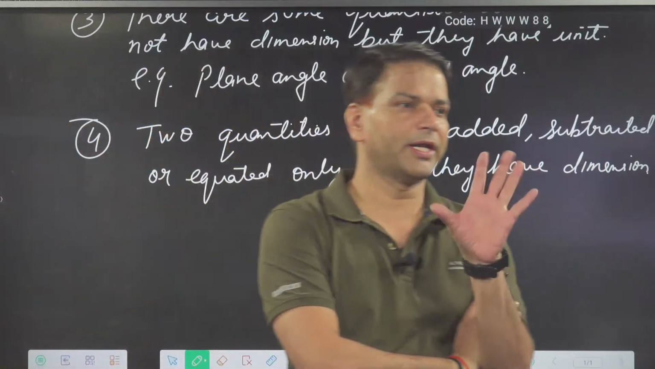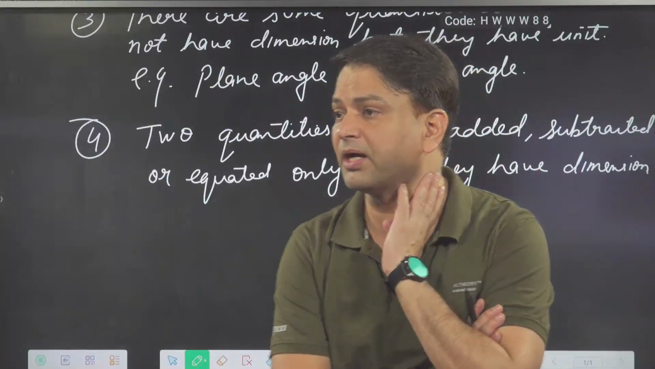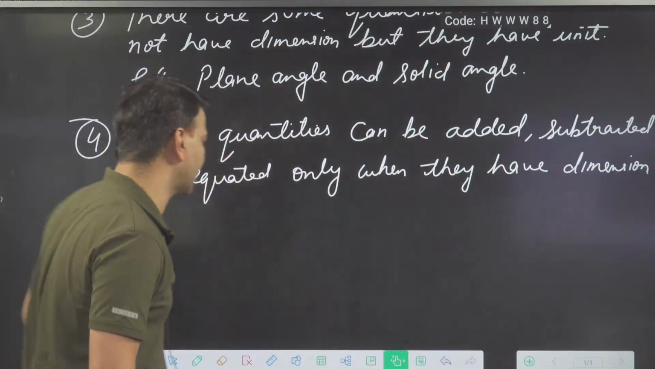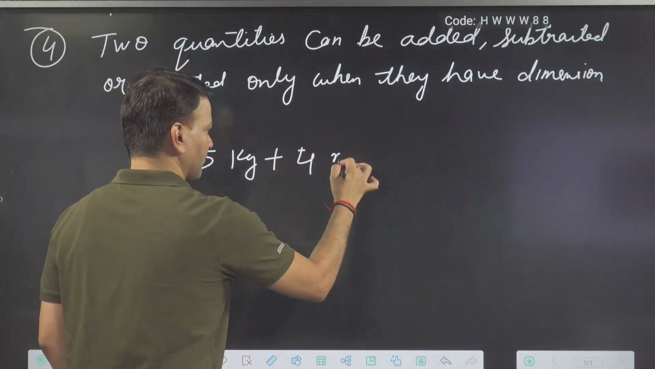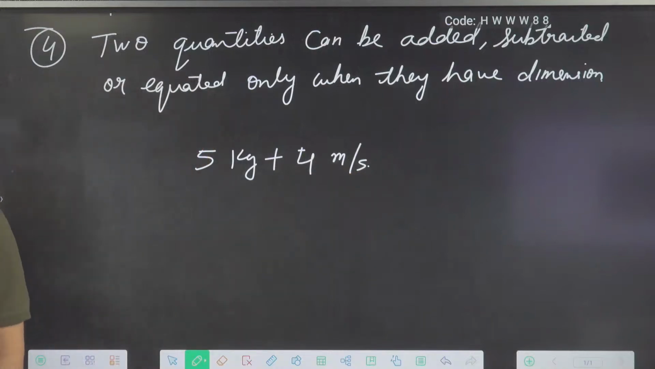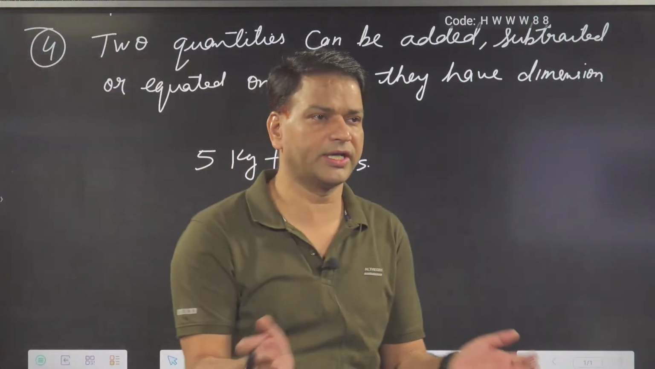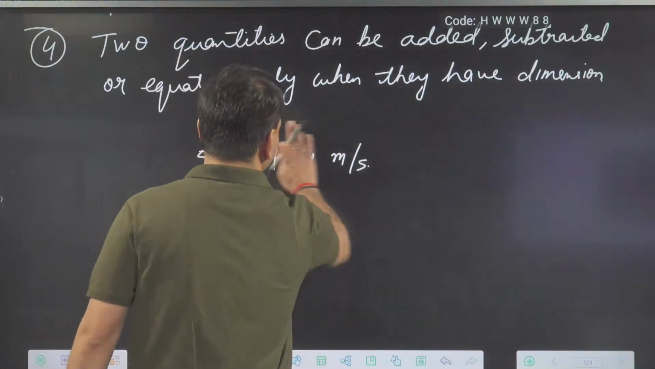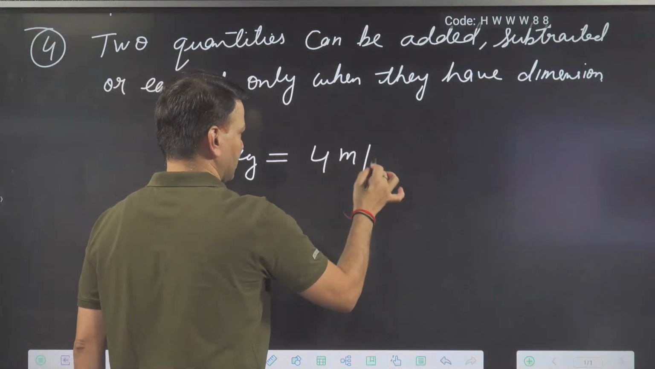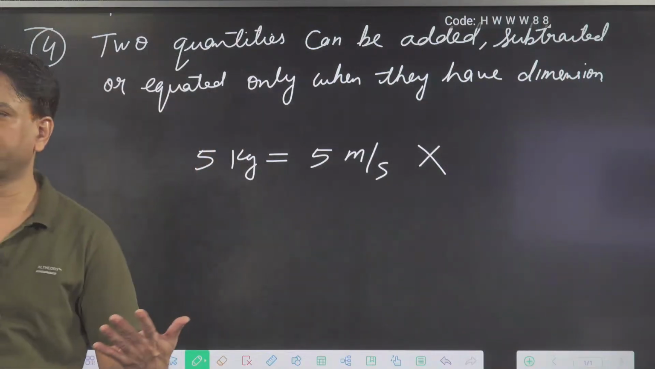Everybody got this? Two quantities can be added or subtracted or equated only when they have the same dimension. Like the example I am writing, is there a meaning of this? No. I cannot add, because these are different quantities. Like that we cannot subtract also. Can I equate like this? No, it is also not possible, because two different quantities we cannot equate.